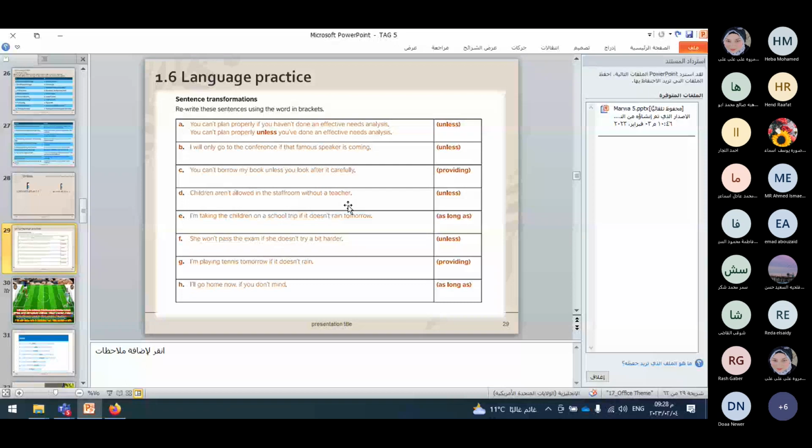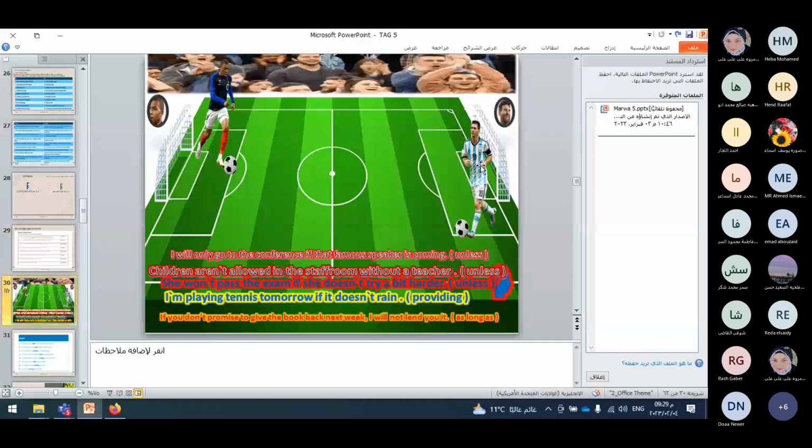Let's practice it. It has to do with sport. So let me share the slide like a slideshow and tell you how it's going to be. Here we have 2 teams going to play football, okay? And we have 5 sentences that you are required to rewrite using the word in brackets. Using unless, another one unless, the third one unless, the fourth one providing, the last one as long as.